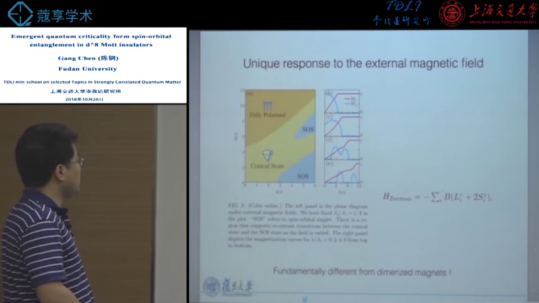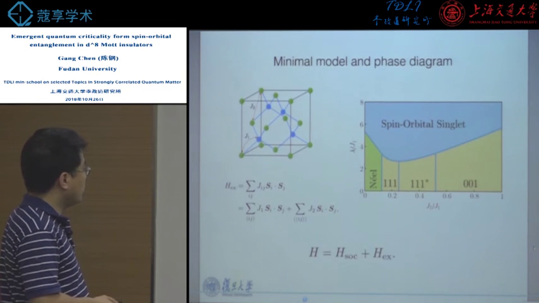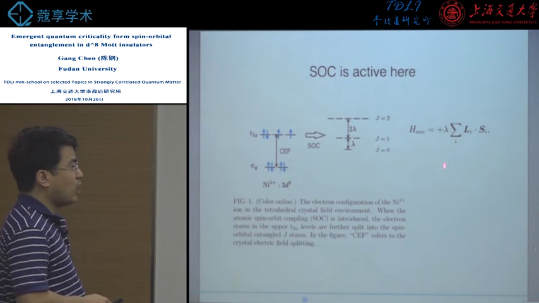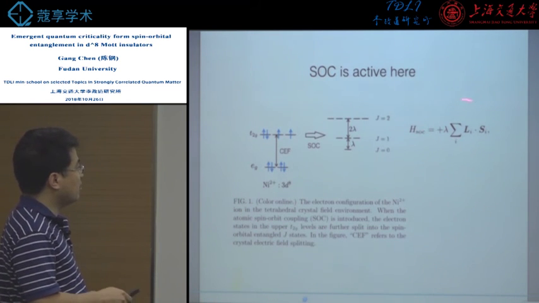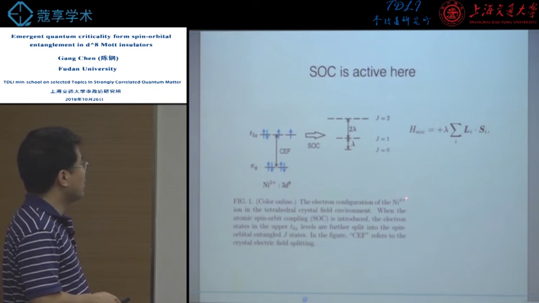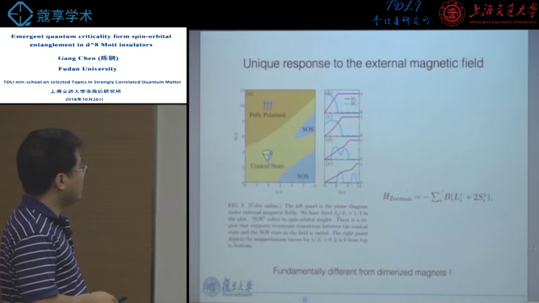So what's interesting here is the competition is due to the spin orbital coupling. It's not due to single anisotropy. So how do we predict? How do we confirm? There is a strong spin-orbital entanglement here. So there is a beautiful result by Feyye.